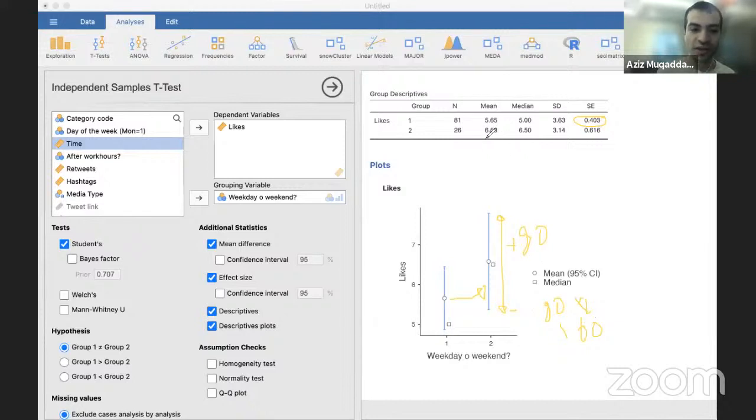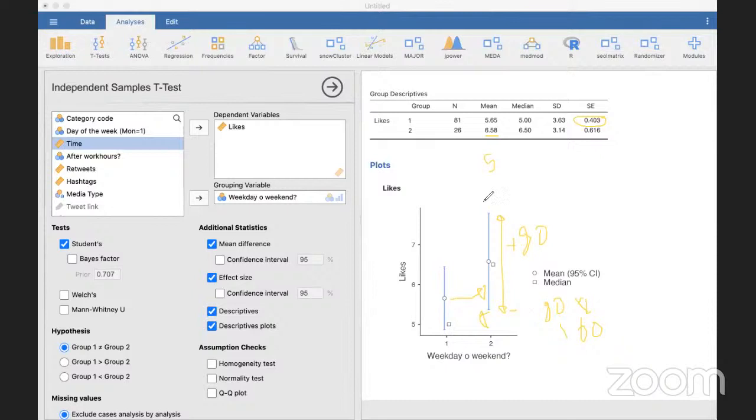So what is 1.6 minus 6.6? Oh, sorry, 6.6 minus 1.6. 5. Right, it's 5, okay? So here, the lower range is 5. So this is 5 right here, okay? What is 1.6 plus 6.6? 8.2. Yeah, 8.2. So this would be right here, okay?